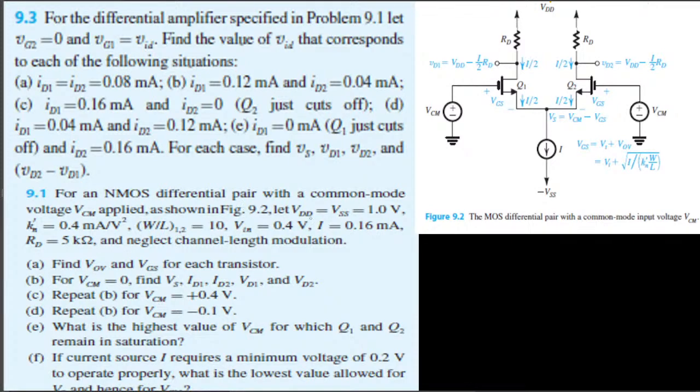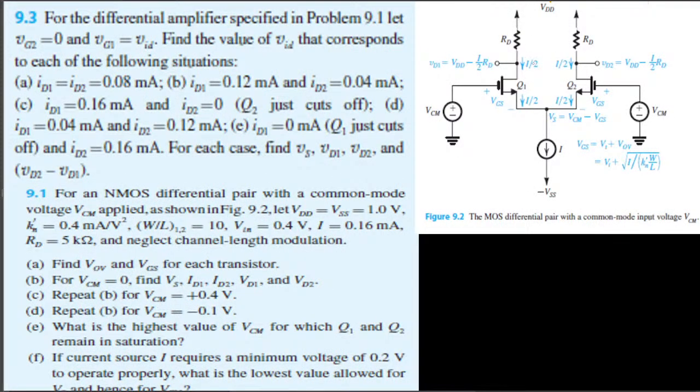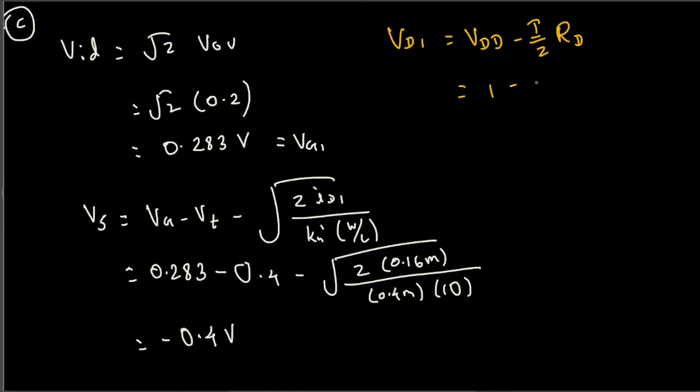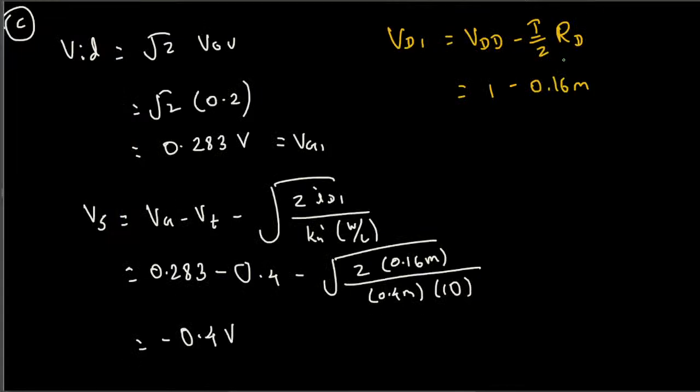Here we look for the parameters. VDD is 1 voltage, and then minus I divided by 2 is the current flow through this, that's the drain current, but that's already available to us, that's 0.16 milliampere. So instead of I divided by 2, we can put 0.16 milli, and then RD is provided in the question right here, that's 5 kilo ohms. So I plug that one in, 5k, and that gives us VD1 to be 0.2 voltage.